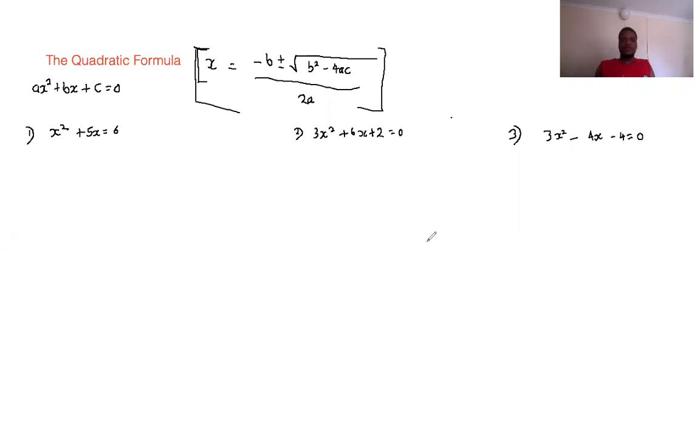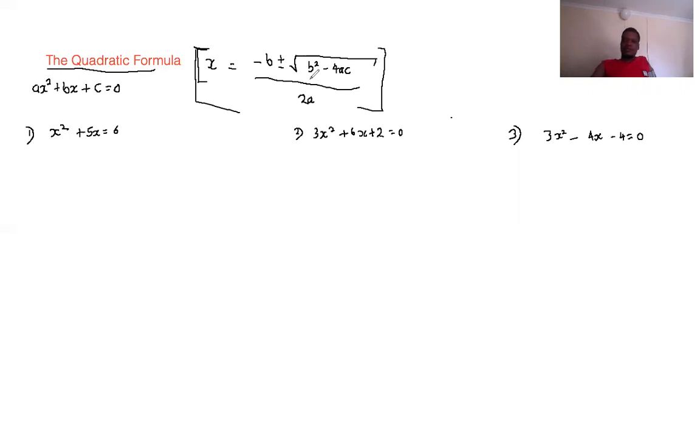So today we are just dealing with a simple thing, and that is the quadratic formula. This formula, you must know it by heart. So that is x is equal to negative b plus or minus the square root of b squared minus 4ac, over 2a.